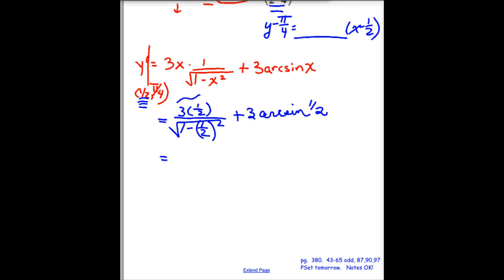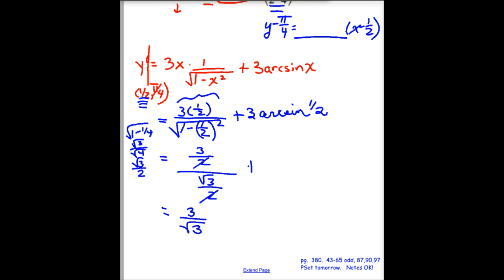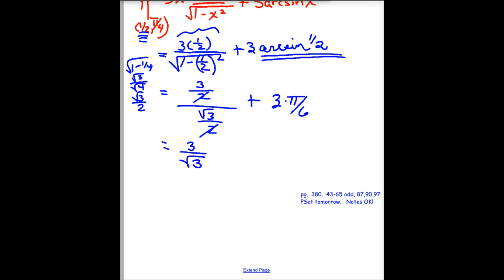So on the top of this fraction I have a 3/2. On the bottom I have the square root of 1 minus 1/4, which is the square root of 3/4, which is root 3 over root 4, which is root 3 over 2. And then these cancel off, or you can think of multiplying by the reciprocal, but that big ugly mess ends up being 3 over the square root of 3. Over here, arcsine 1/2 is, basically I want to know the sine of what angle gives you 1/2, and that's pi sixths. And when I triple that, I end up with pi halves.